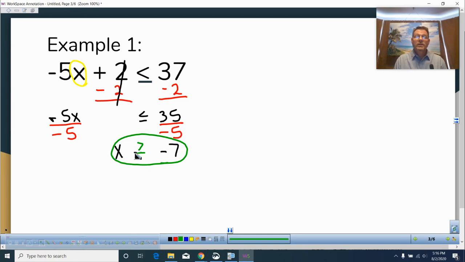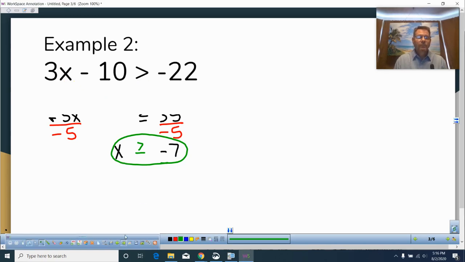Does it have anything to do with the equal sign? No, it doesn't have anything to do with that either. That only has to do with describing the answer. So this is just like solving an equation, except you've got a lot more answers as possibilities. As opposed to just -7, you've got anything -7 or bigger. So let's do one more example.